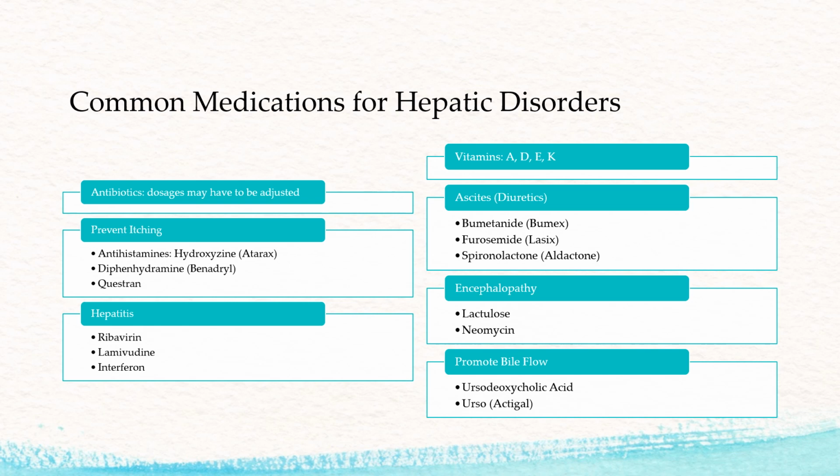With ascites, you may see some of these diuretics. If it's bad enough and we have encephalopathy, you're going to see the lactulose or neomycin. And to promote bile flow, you're going to use the UDCA and the URSO.